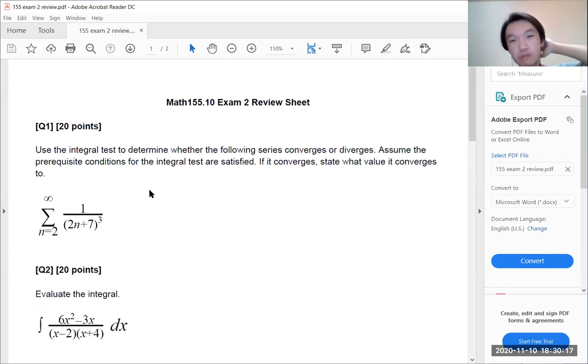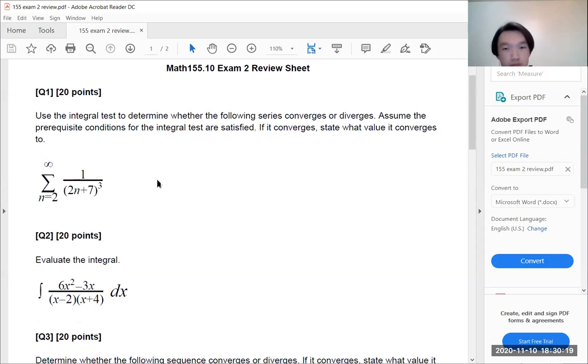Yeah, same as last time. So you can submit it through email. I'll have the instructions on how to submit it on top of the exam.